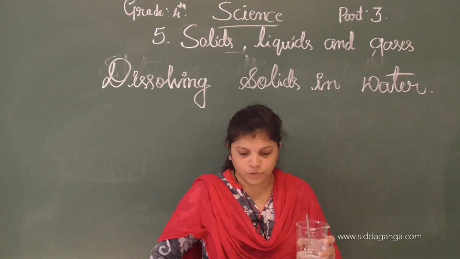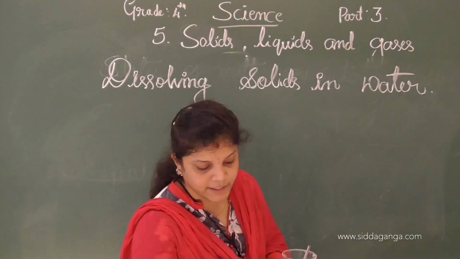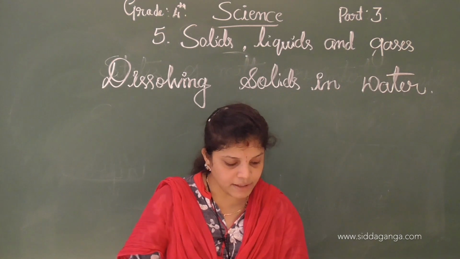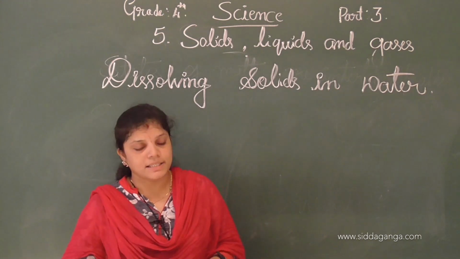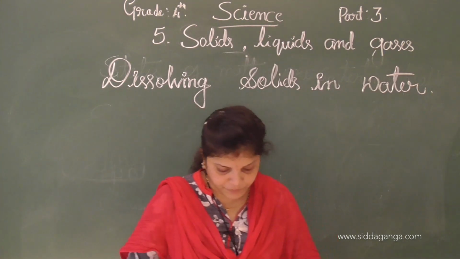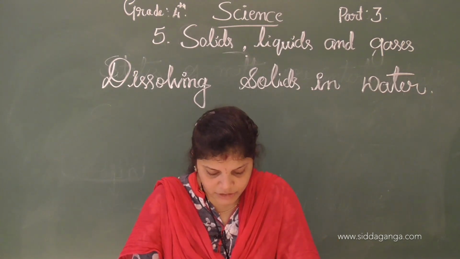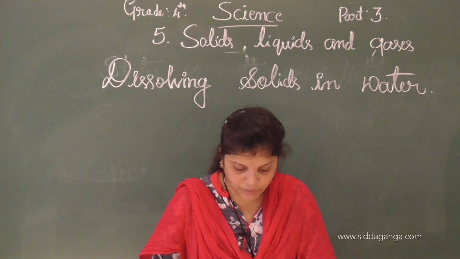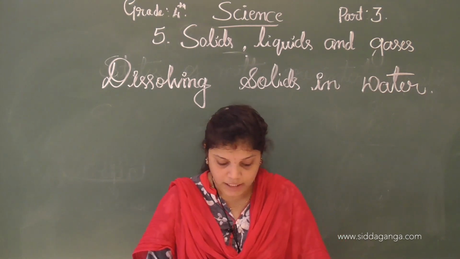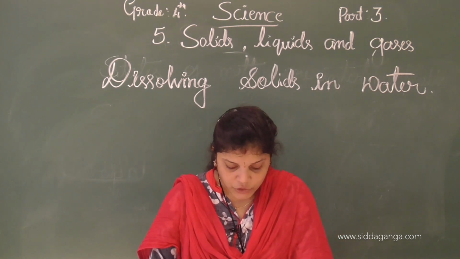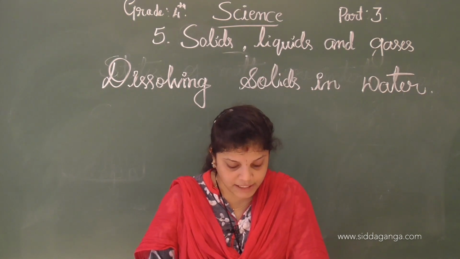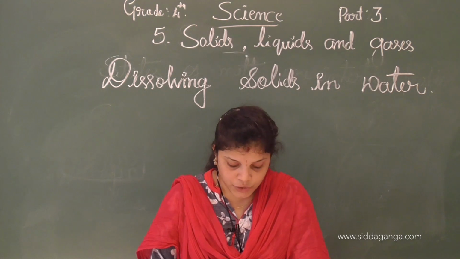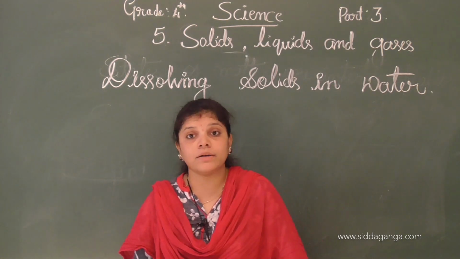See, you can do this activity in your home also. So what happens? It started to dissolve. Okay. See, this is because the sugar has dissolved in water. The liquid is now a sugar solution. In this solution, sugar is the solute and water is the solvent, because sugar dissolves easily in water. We say that sugar is soluble in water.